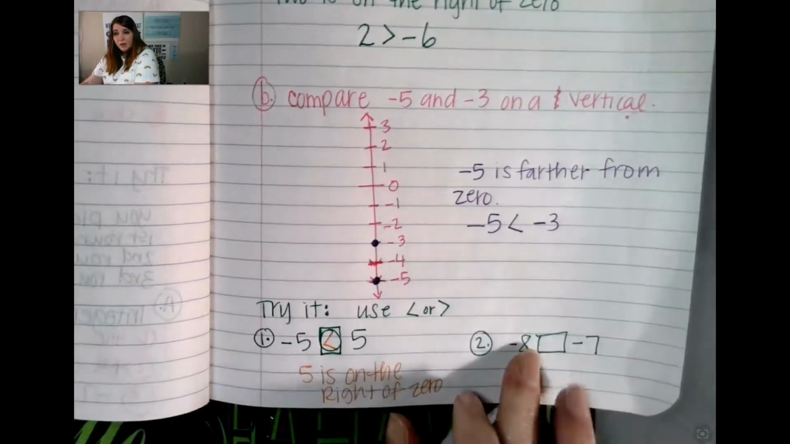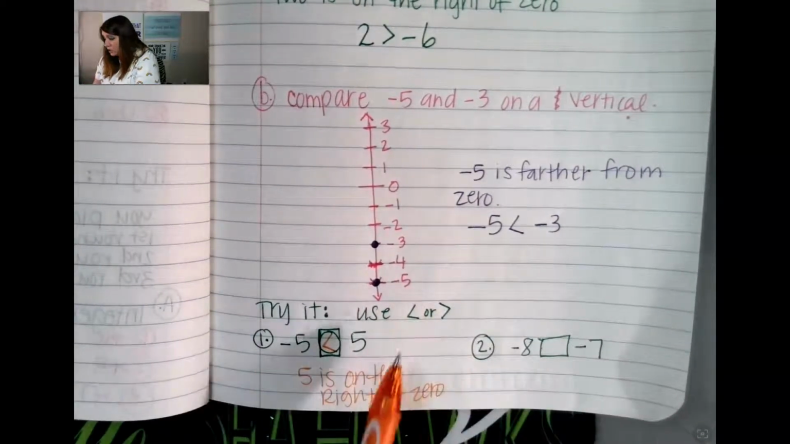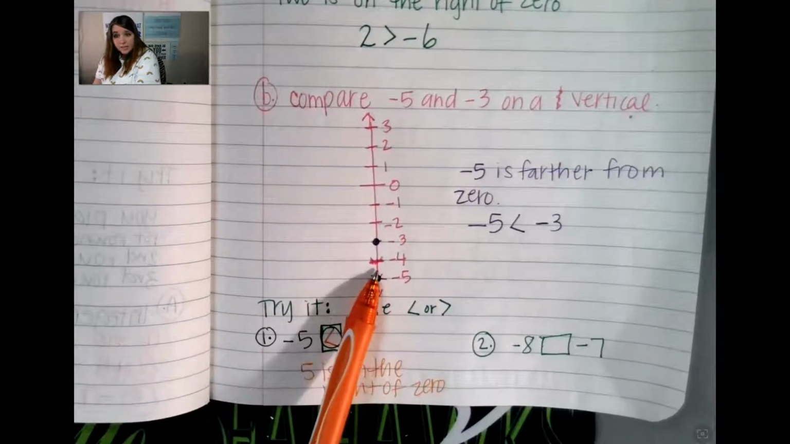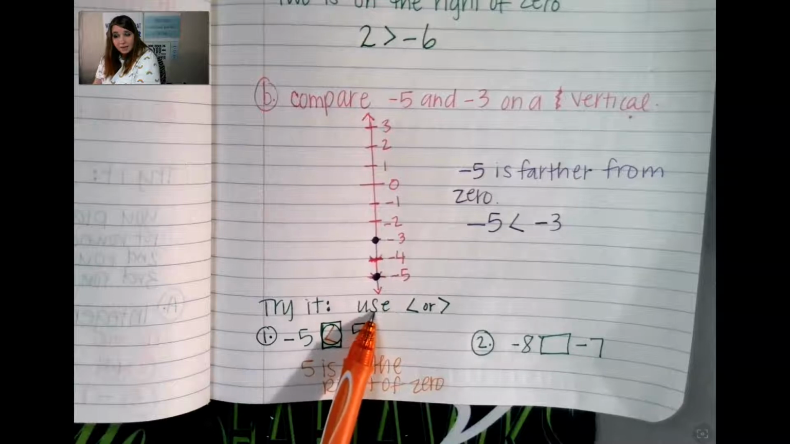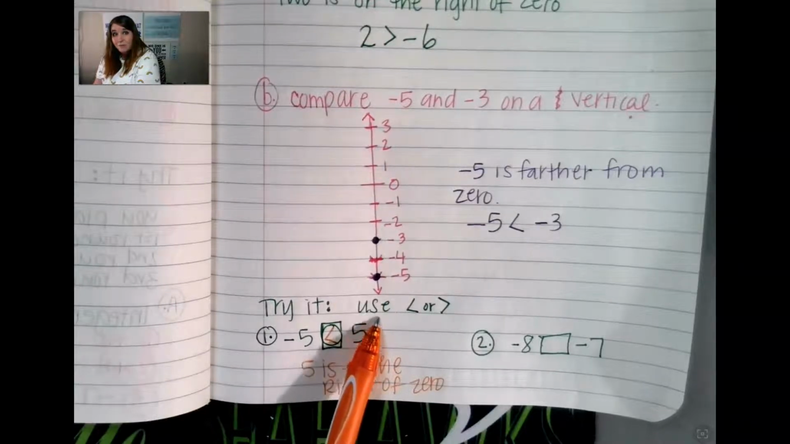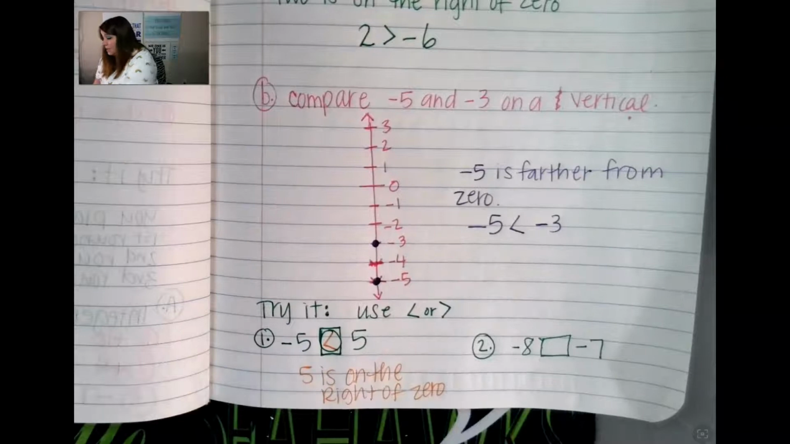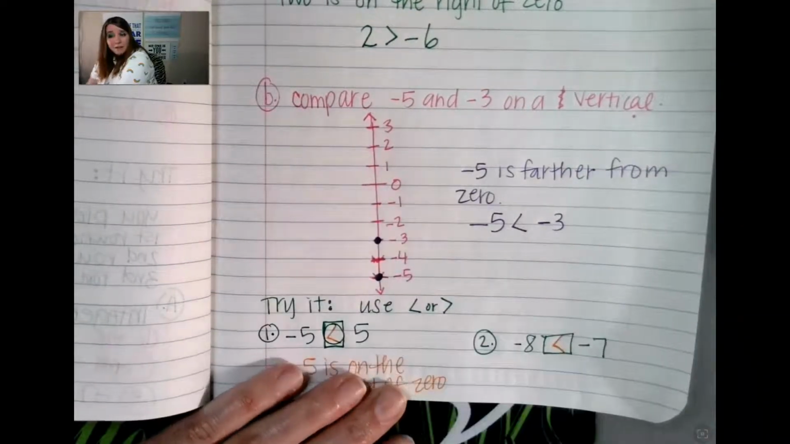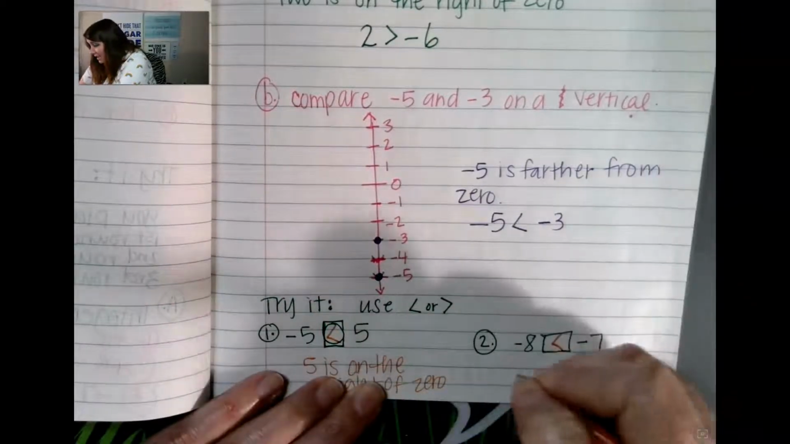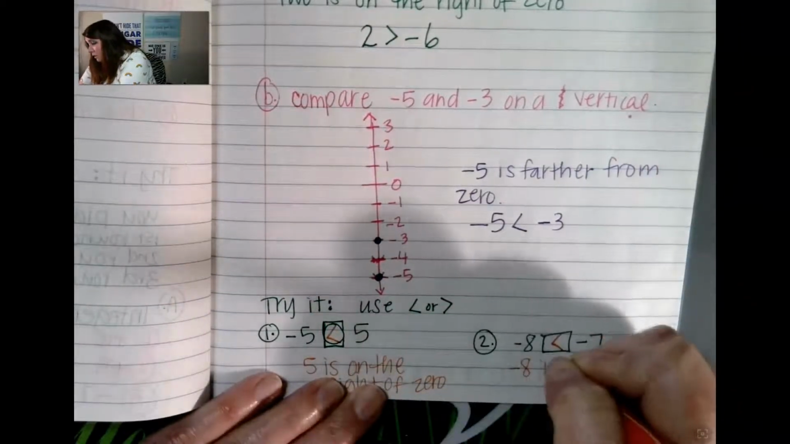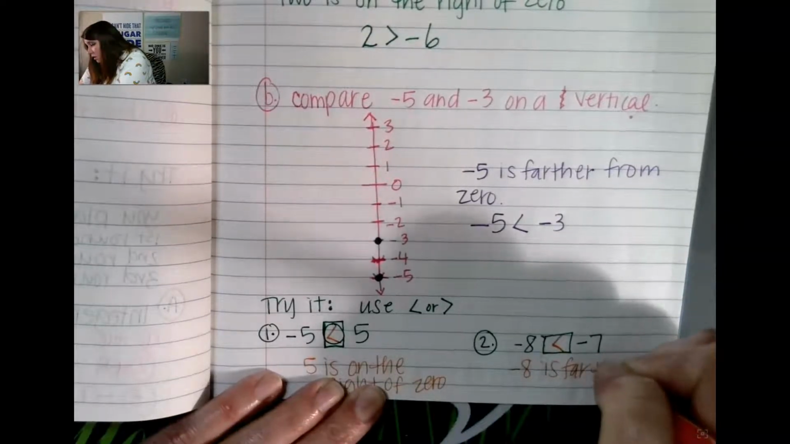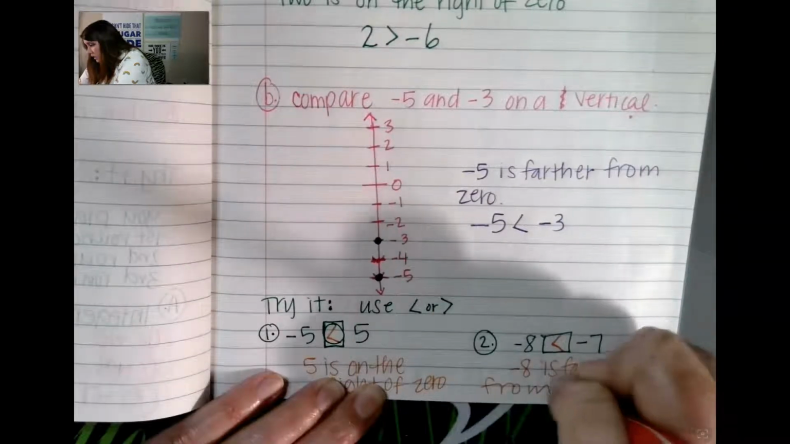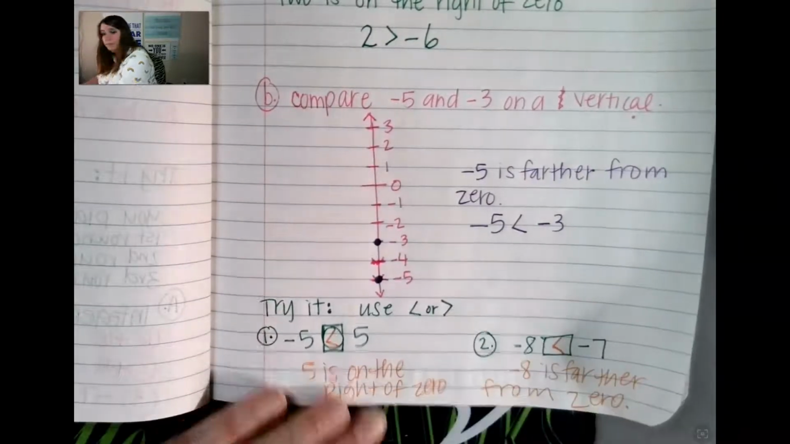Now, again, on this one, I can use this same number line and keep jumping, right? So I could say -5, -6, -7. I'm going to hit -7 before I hit -8. So -8 is less than -7 because -8 is farther from 0.